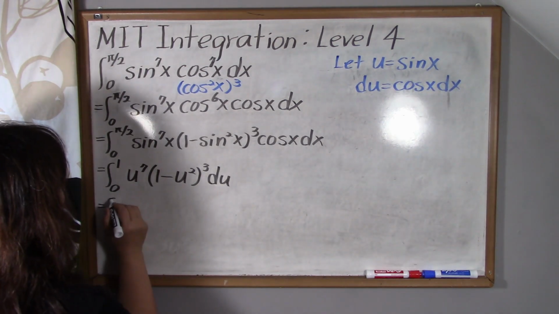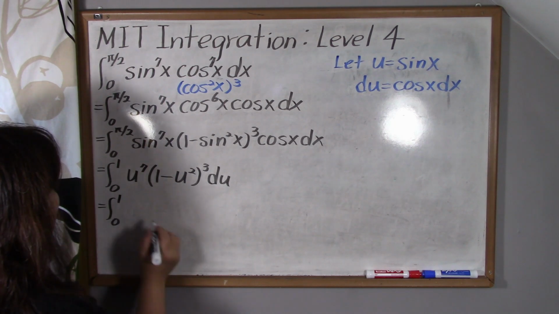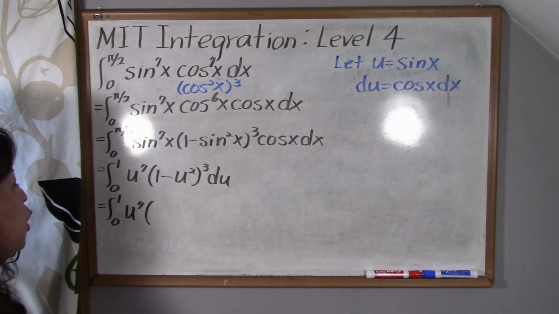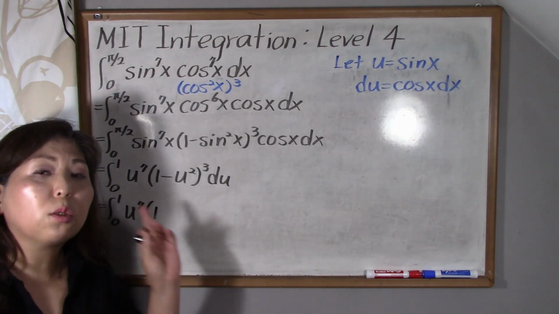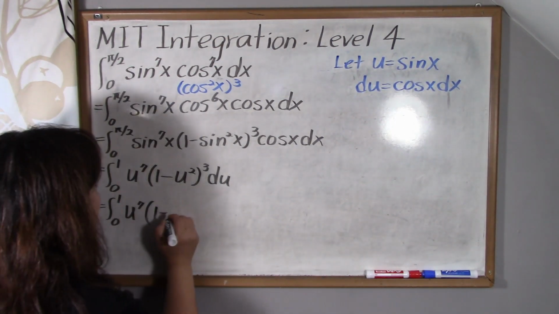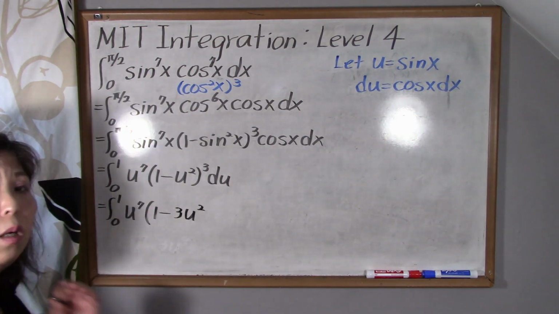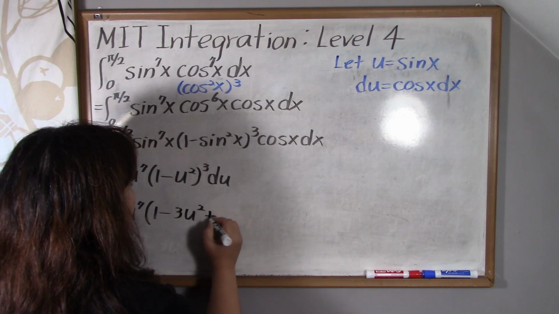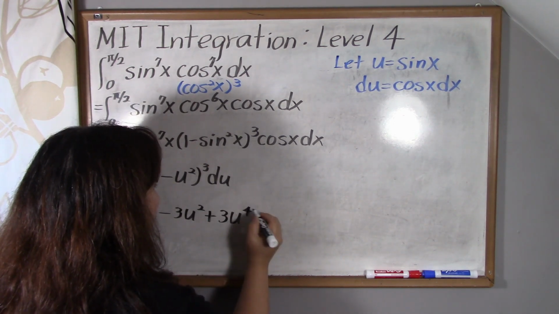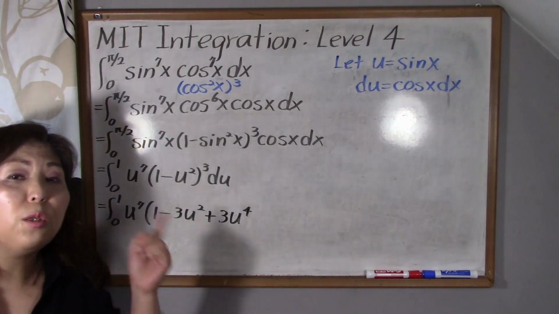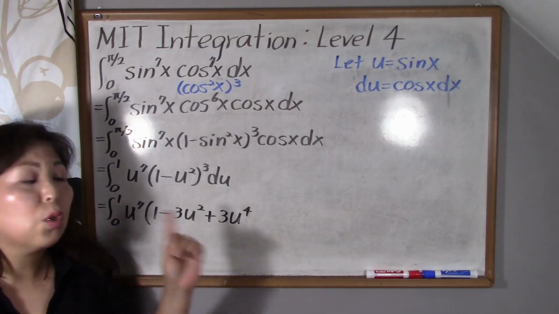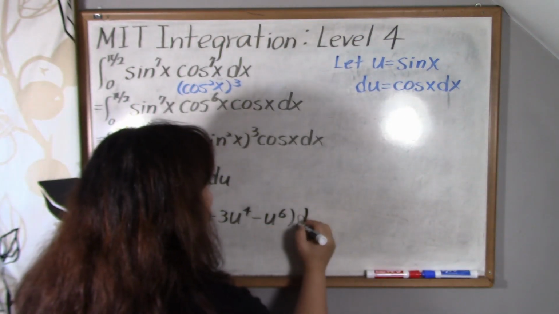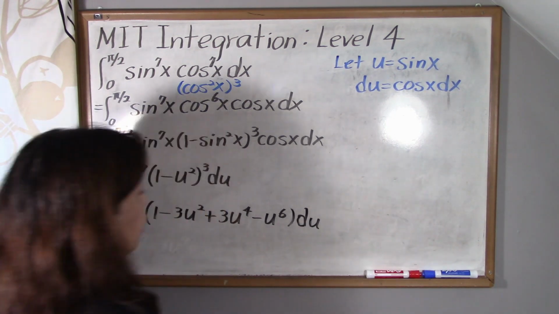So let I is equal to the integral from 0 to 1, u to the 7th power, parentheses. So 1 cubed: first of all, 1 cubed, which is 1. And next, 3 times 1 squared times negative u squared. That is negative 3u squared. Okay? So next, 3 times 1 times negative u squared, squared. So that is plus 3u to the 4th power. Okay? And next, negative u squared cubed. So that is negative u to the 6th power, and the du. Okay?